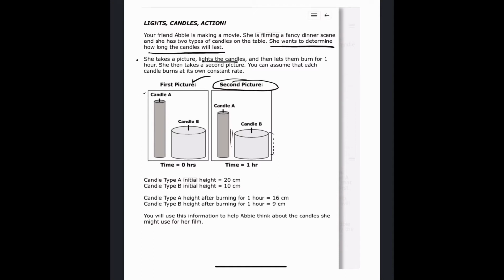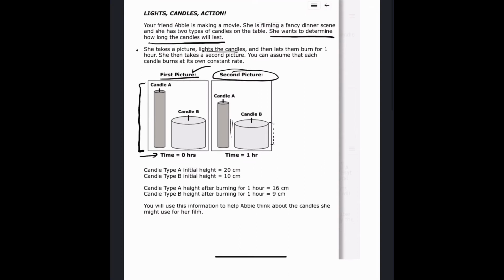Okay, so this box on the left indicates after the first picture because it's right underneath the first picture. And the time equals 0 hours at the bottom of that picture, indicating that no time has passed while this picture has been taken. Whereas in the second picture, you can see directly under it, it says time equals 1 hour. This indicates that the second picture was taken an hour later.